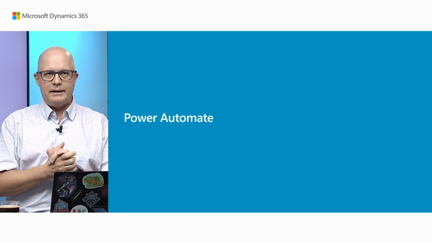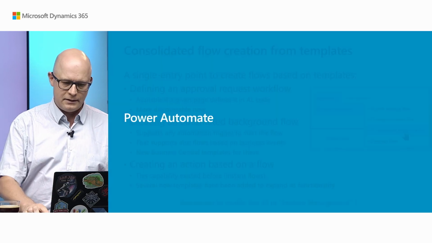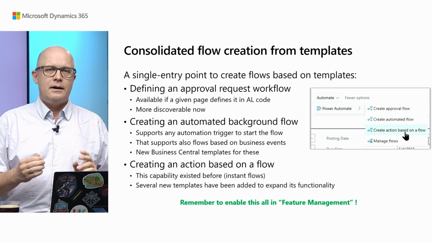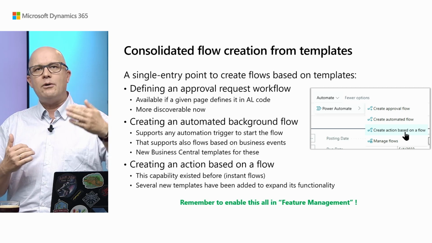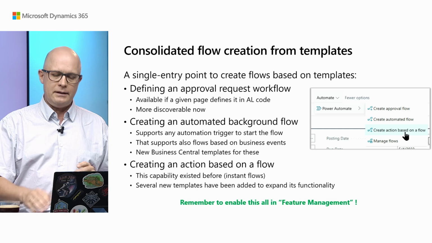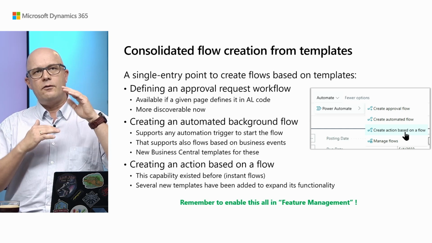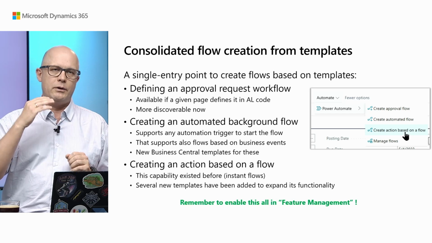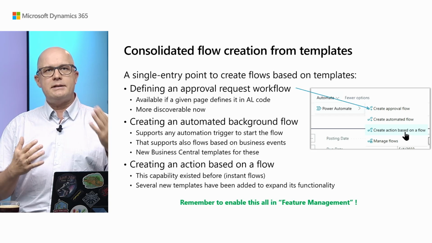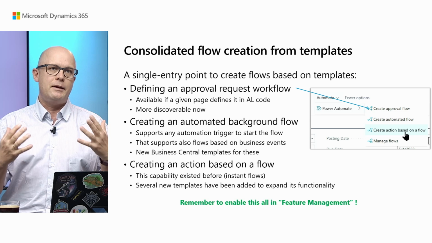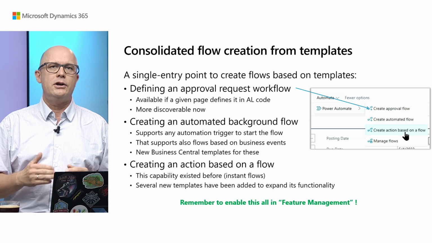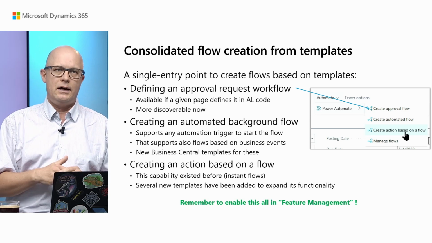Let's start with Power Automate and the enhancements we have done in that area. That all starts from the way you create flows. You know that in Business Central, you have the Automate group in most of the pages, and that's where Power Automate integration is located. Right now, in this wave, we created a very easy way to distinguish between those three different ways of creating Power Automate flows. You will see approval workflows: on pages that support approvals, for instance sales order, you will see an action to create an approval workflow.